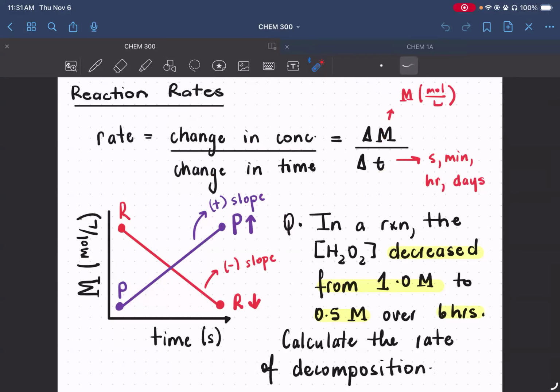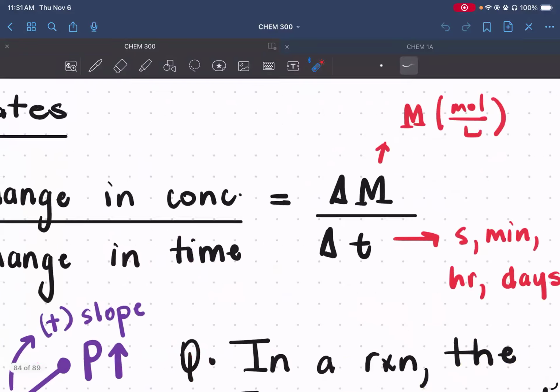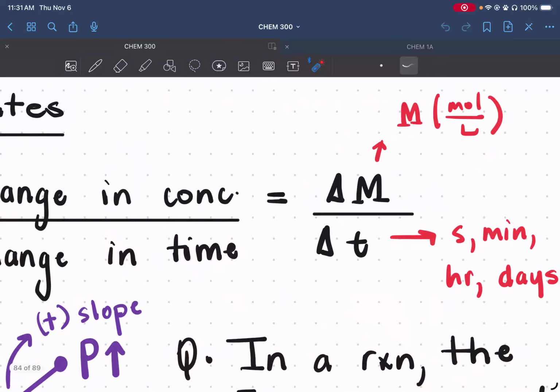That then led to a conversation about rates of a reaction, where we define rate as a change in concentration divided by a change in time. Don't forget, change in concentration is just a change in molarity, and a change in time, well, that can be in seconds, minutes, hours, or days.